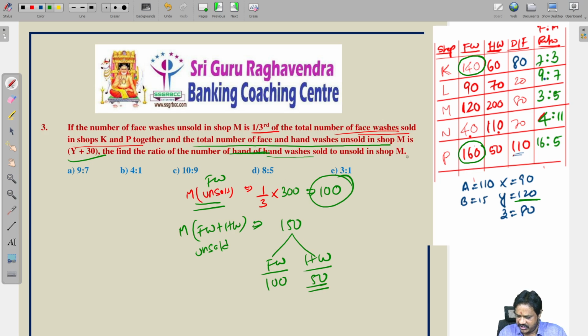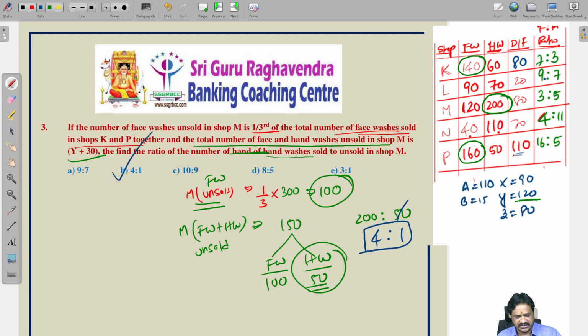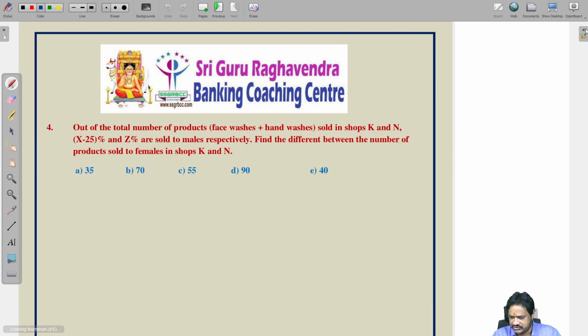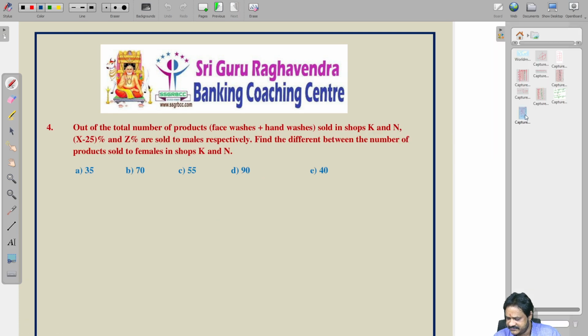Number of hand washes sold is 200. Unsold hand washes 50. What is the ratio of 200 is to 50? That is nothing but 4 is to 1. 4 is to 1 is the correct answer. Option 2 is the correct one. Let us see the next question under this.